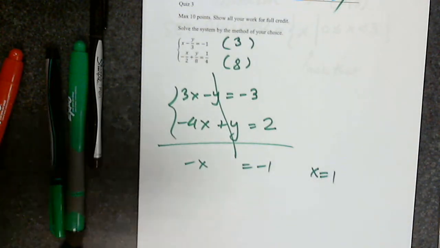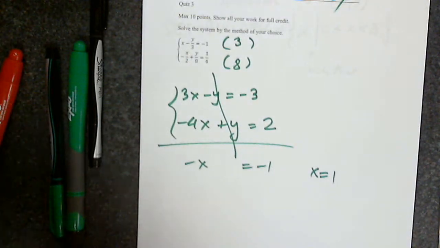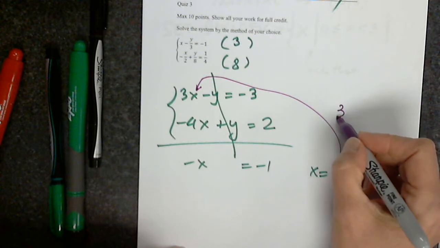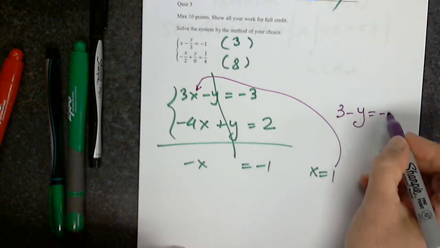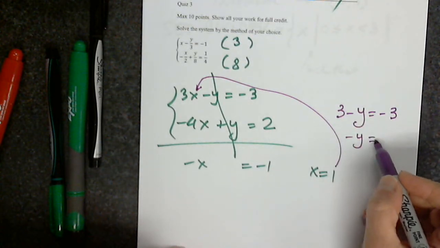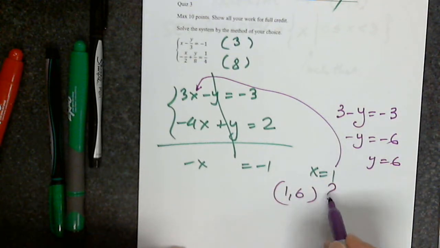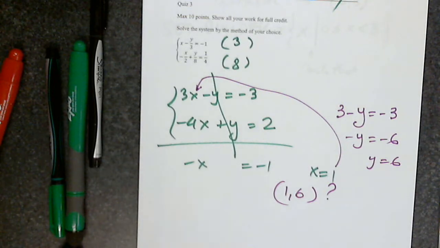I go back anywhere I want because I'm going to check in the original problem anyway. So let's say I go back here. So I have 3 minus y equals -3. Negative y equals -6, so y equals 6. It appears that the solution is 1, 6. I don't trust it till I go back and check.